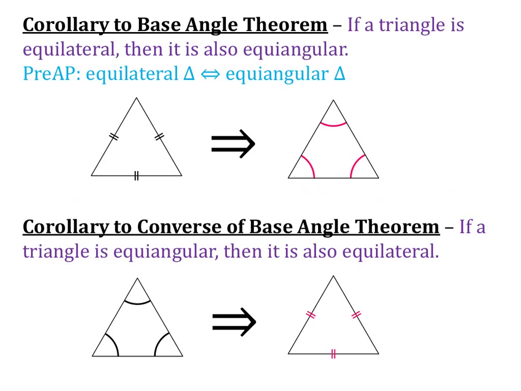Then we have the corollary to the base angle theorem, which says if a triangle is equilateral, then it is also equiangular. So, like we said before, if we have congruent sides, then the angles opposite are congruent. So if we have three congruent sides, we have three congruent angles. We also have the corollary to the converse of the base angle theorem, and so that means if we have three congruent angles, we have three congruent sides.